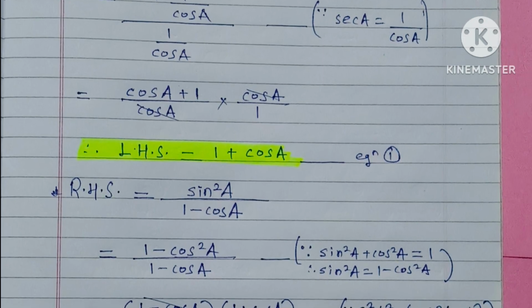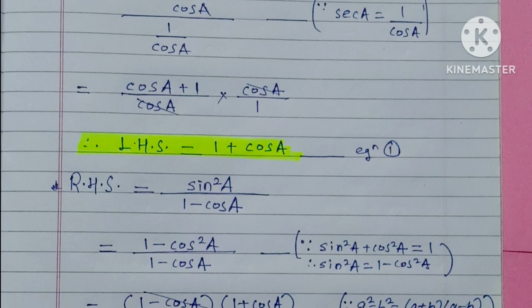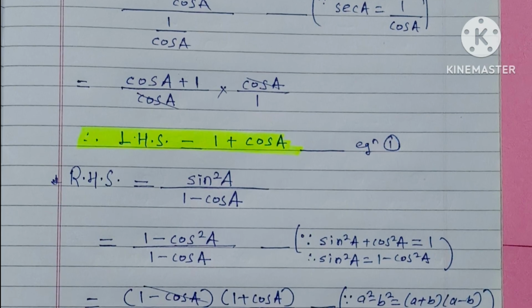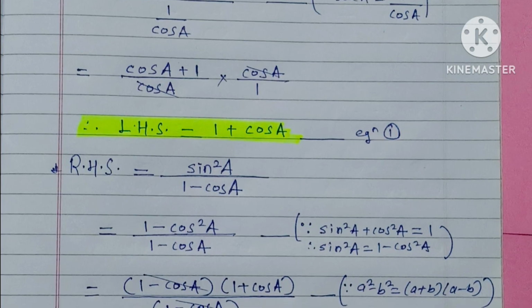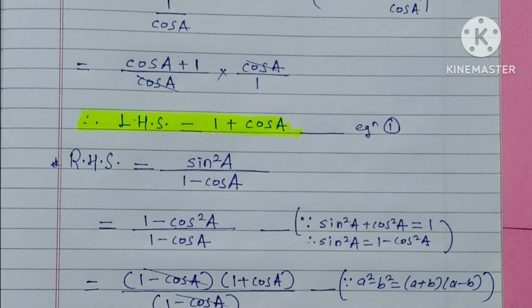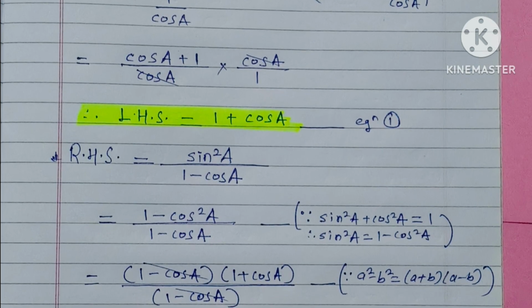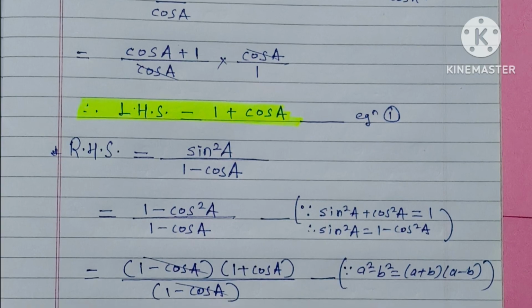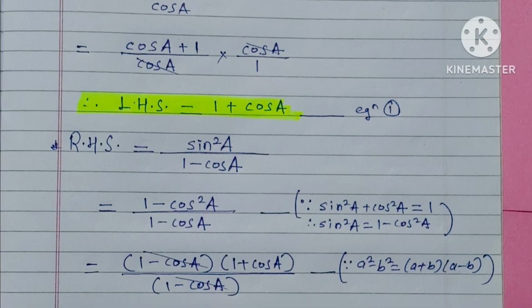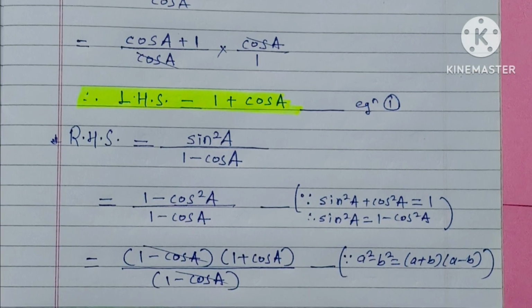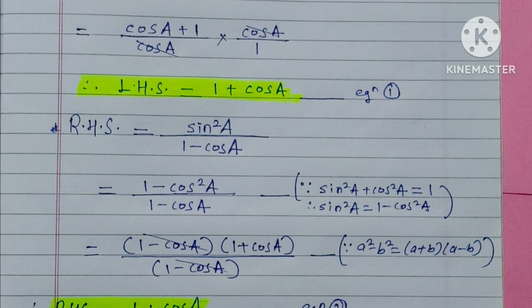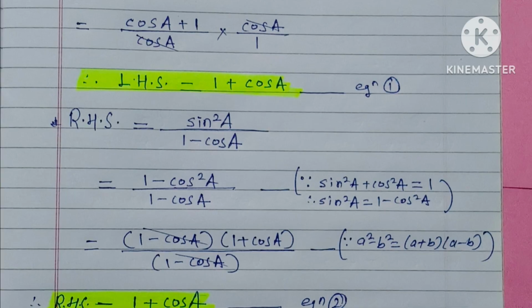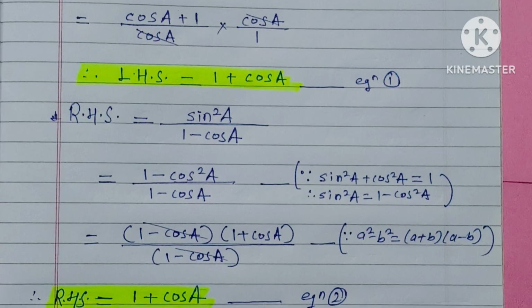So let's make LHS equal to 1 plus cos a as equation 1, and also let's go ahead and solve the right hand side quickly. We have the right hand side equal to sin square a divided by 1 minus cos a. So we know the trigonometric identity, that is sin square a plus cos square a is equal to 1. Using this identity, if we shift the value of cos square a to the other side, we'll get sin square a is equal to 1 minus cos square a.